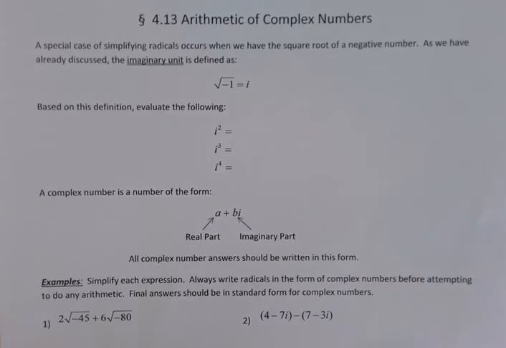This is Math 139, Section 4.13. We'll be talking just a little bit about the arithmetic of complex numbers. Remember, a complex number is one that has both a real and an imaginary part. We've dealt with these a little bit already because they arise in the context of solving polynomial equations. But we're going to look a little more carefully at exactly how these things work and how they relate to one another, even outside of that context.